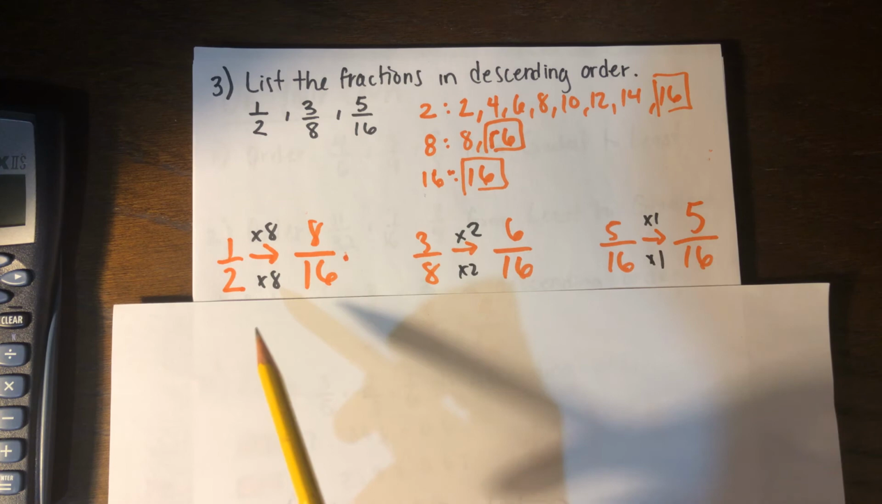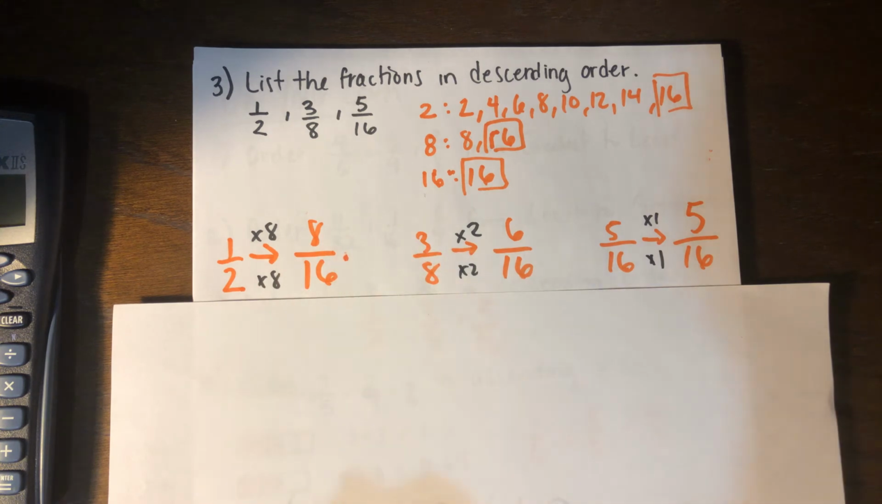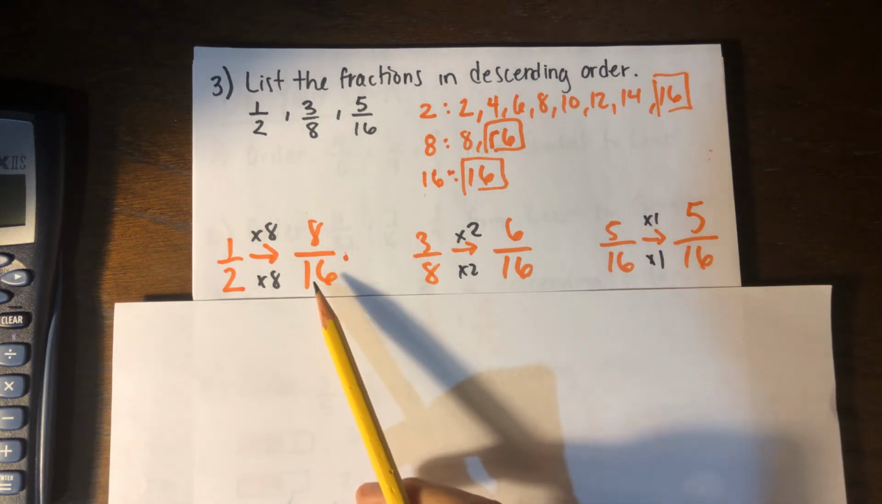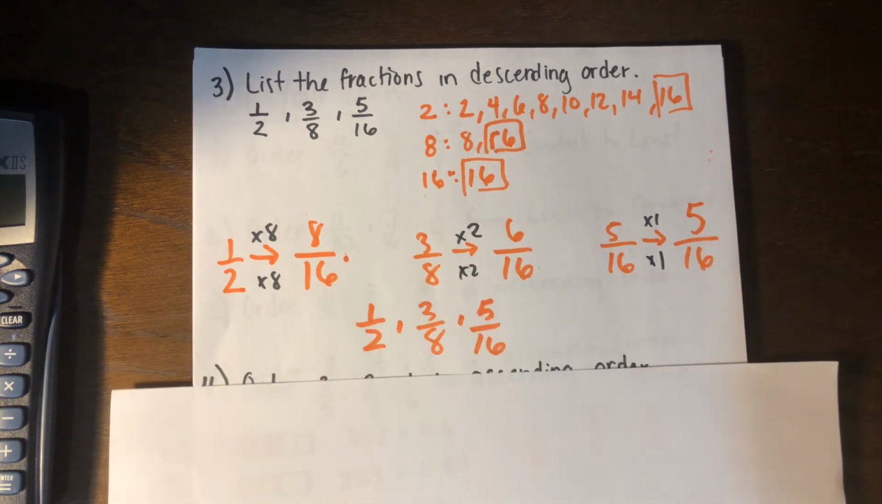So we have a half, and to get the denominator to become 16, we do 2 times 8. So now we do 1 times 8. So we have 8/16. Then we move on to 3/8. So we multiplied by 2 to get 6/16. And then 5/16, luckily, was already with 16 as the denominator, so we multiply by 1 to keep it the same. Okay? Now, descending order from biggest to smallest. So the biggest number being 8 out of 16, then 6 out of 16, and then 5 out of 16. So it's actually already in descending order. So 1/2, 3/8, and 5/16.